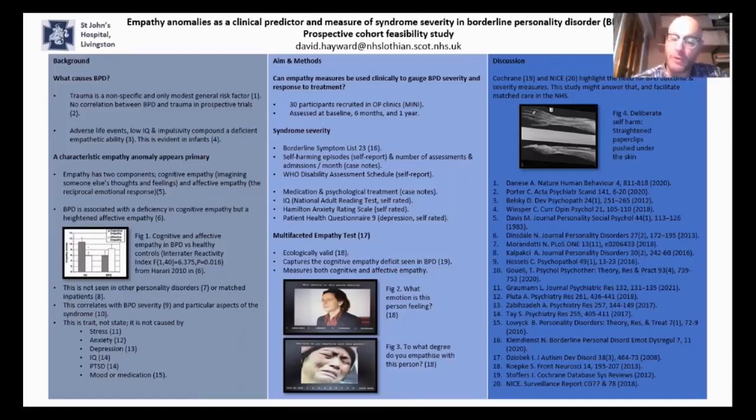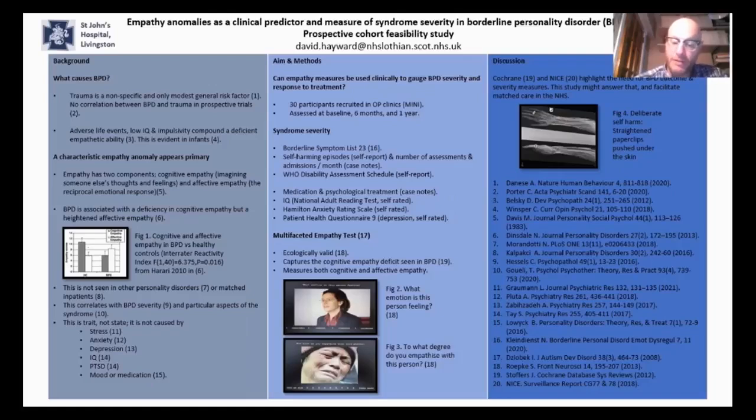Empathy has 2 components: cognitive empathy, our ability to imagine someone else's thoughts and feelings, and affective empathy, the emotions that are evoked in response. People with borderline personality disorder have an impaired cognitive empathy, but a normal or heightened affective empathy. See Figure 1. This is not seen in other personality disorders or otherwise matched psychiatry inpatients. The empathy anomaly appears to be trait, not state, because it does not vary markedly with the kinds of variables listed at the bottom of column 1, including anxiety and mood.